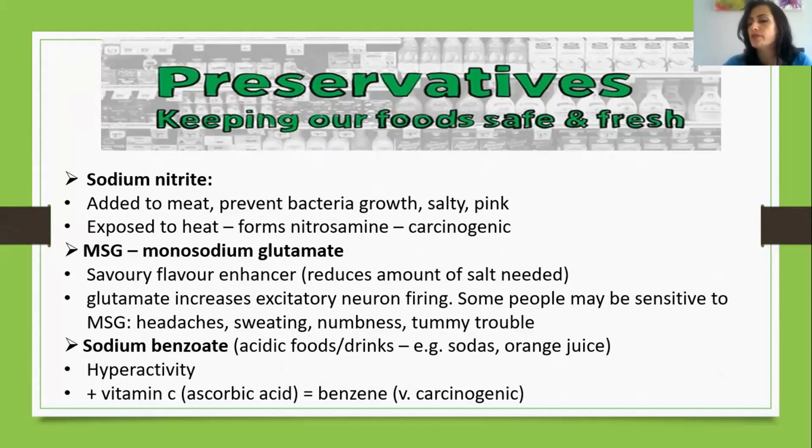Sodium nitrate is added to meat, especially processed meats. It prevents bacterial growth. It gives the meat that salty taste and a pink color. Sodium nitrate is in products which are usually heat treated, so you can find it in a lot of processed meats, for example.